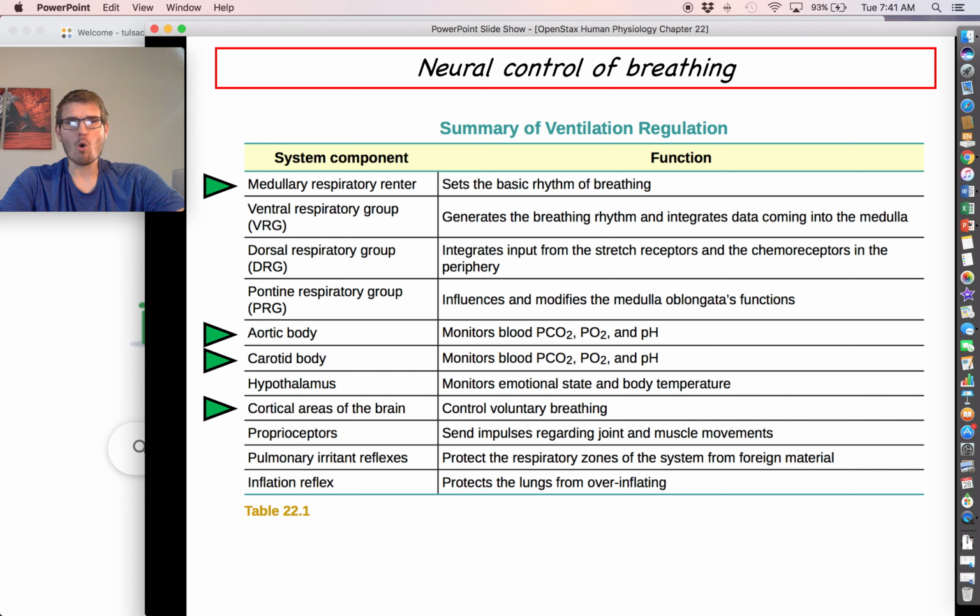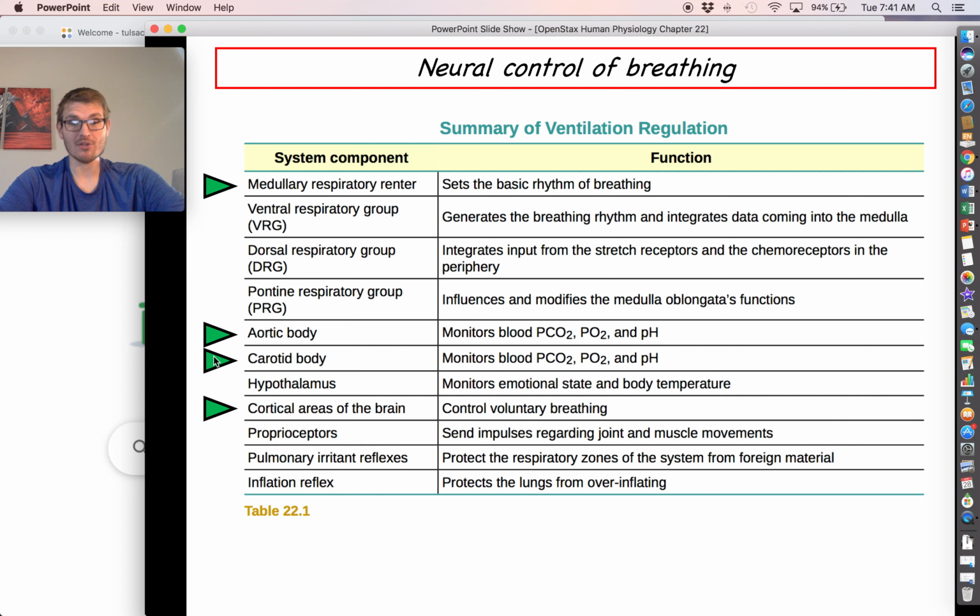So there are more neural control centers as far as breathing goes than what we've just talked about. We are going to focus on the ones that are highlighted with these green arrowheads right here. We've already talked about the respiratory control center. That says "Renter" right there, so that's kind of an embarrassing typo, but at least it wasn't my fault this time. This is actually in the OpenStax book. Yikes.